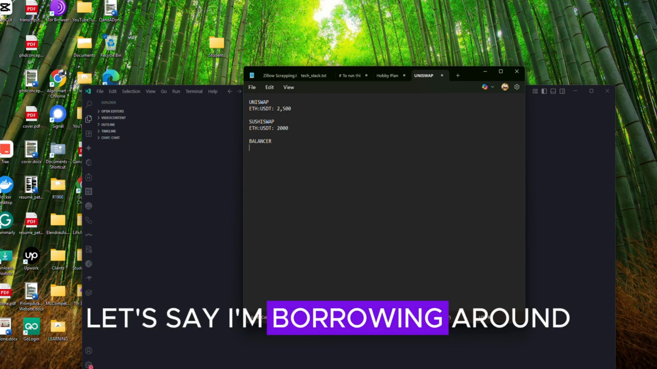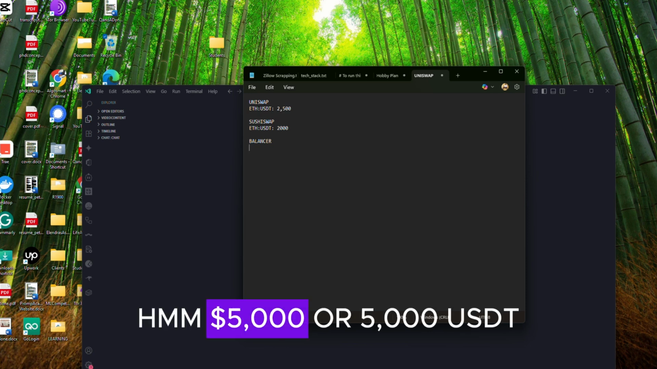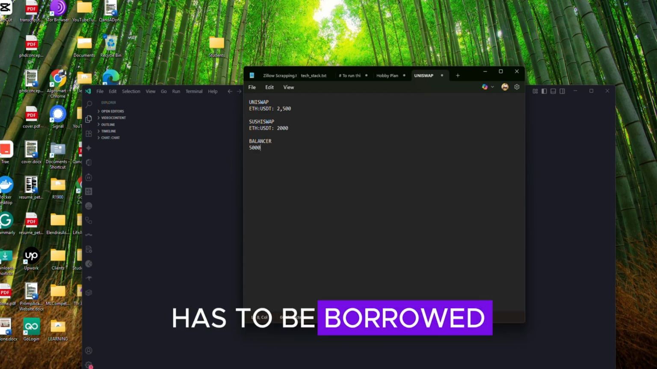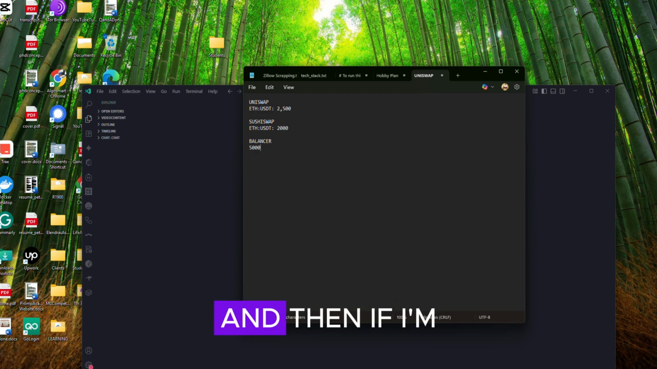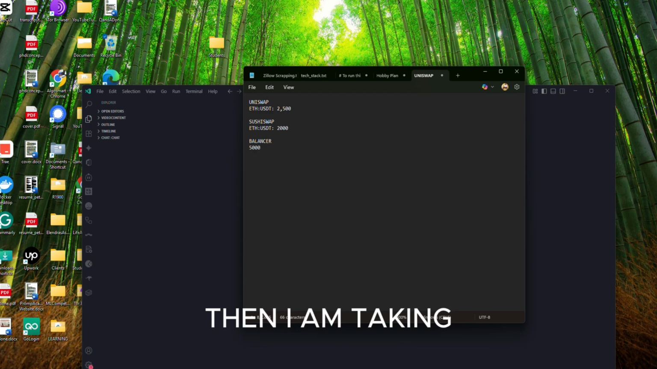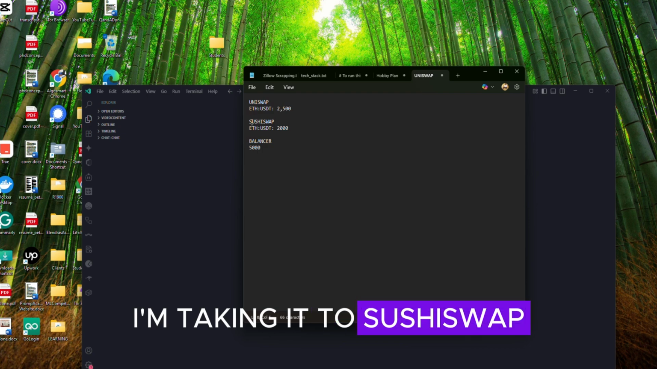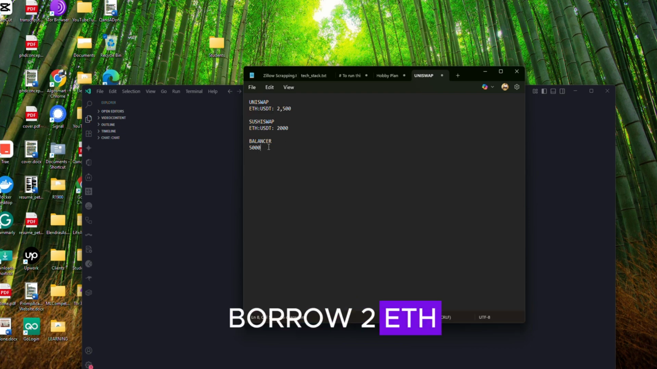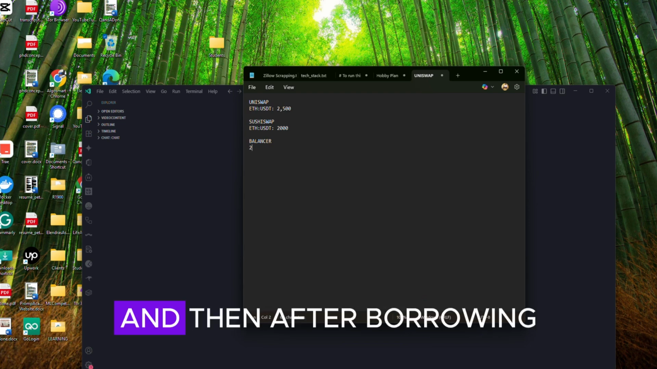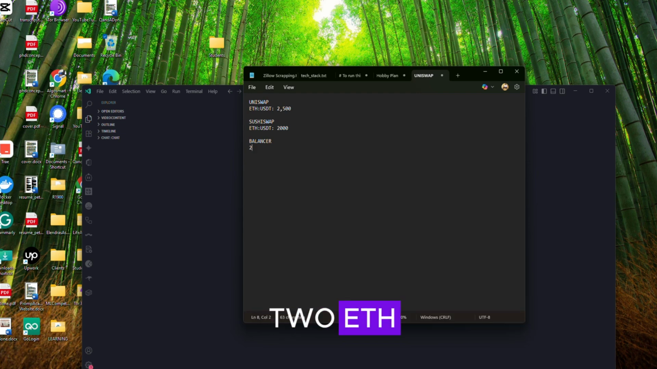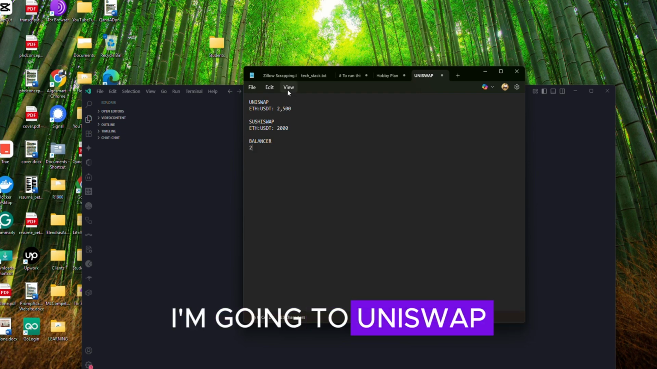Let's say I'm borrowing around $5,000, or 5,000 USDT, because everything has to be borrowed in terms of a coin. And then if I'm borrowing 5,000 USDT, I take this 5,000 USDT to SushiSwap, or I can even borrow 2 ETH, whichever I like. Let's say I'm borrowing 2 ETH to make this simpler. After borrowing 2 ETH, I'm going to Uniswap.